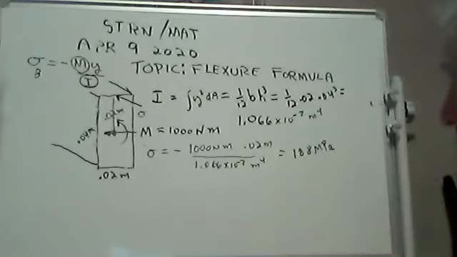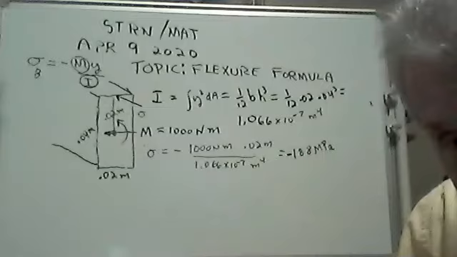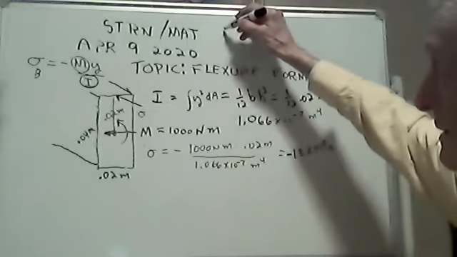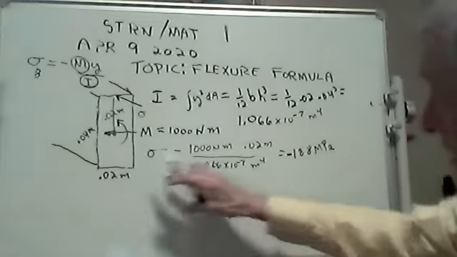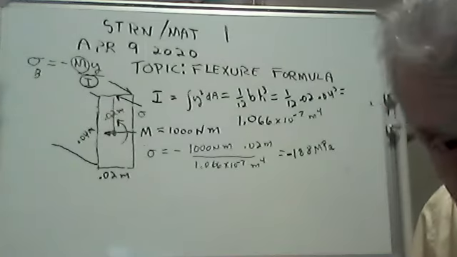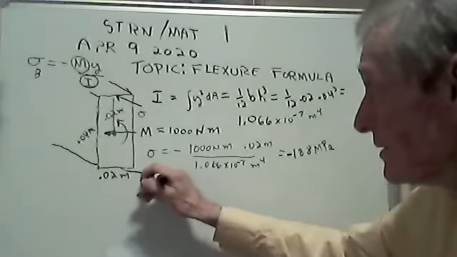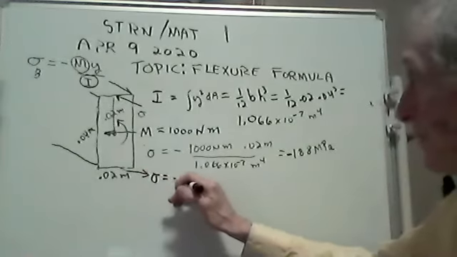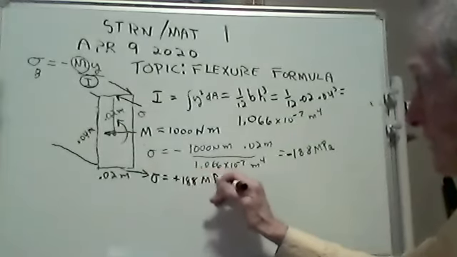It is negative because it's compression. Very good. I don't know who said that. Was that Coy? Who was that? It was Eric. Eric, you just got a thank you point. It is negative, and negative is compression. Positive is tension. Now down here, you're going to have a normal stress. It's the same numbers, but it'll be positive 188 megapascals.